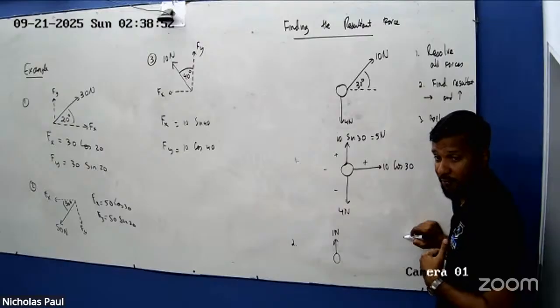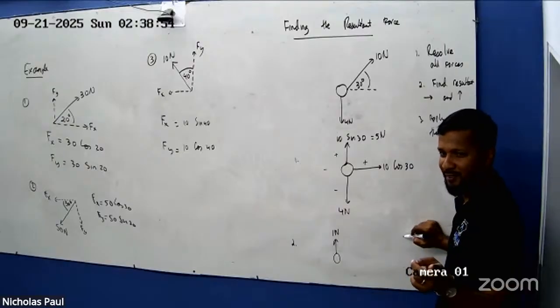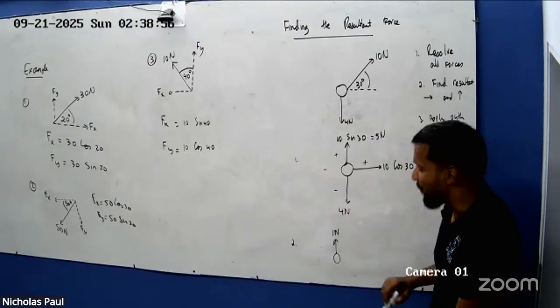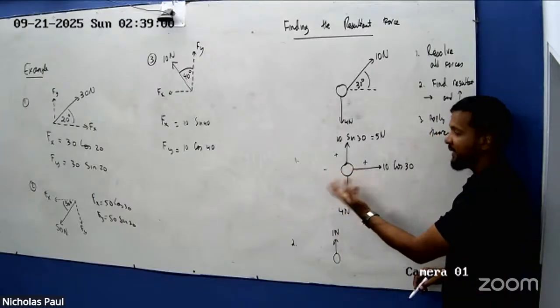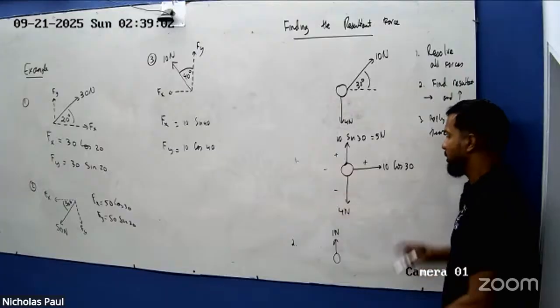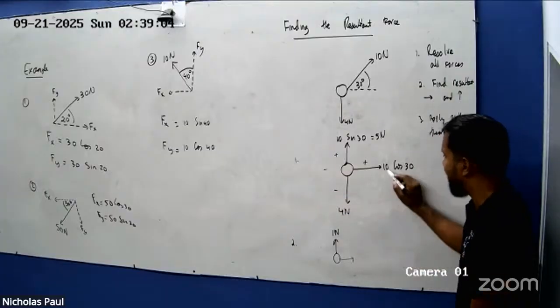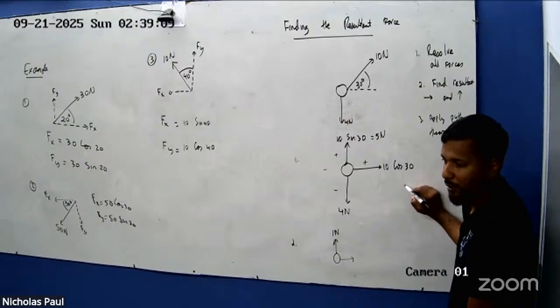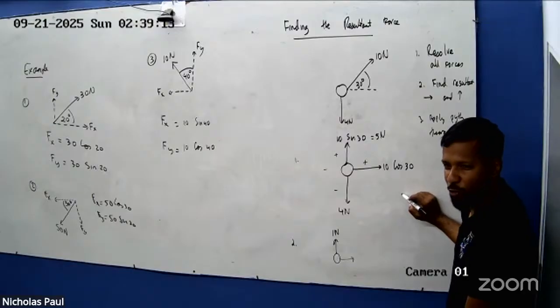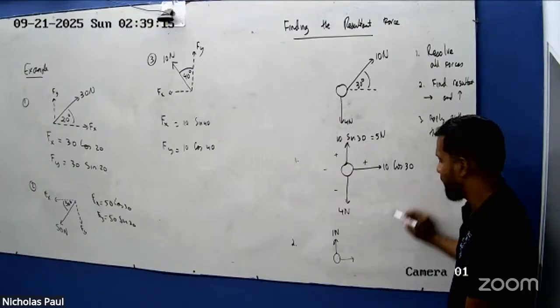Emily? It's not Emma? What's your name? Emma. So Emma, what about horizontally? Anything to minus? No. So I'm left with 10 cos 30, which is? I think it's 5 root 3 or something. 5 root 3.